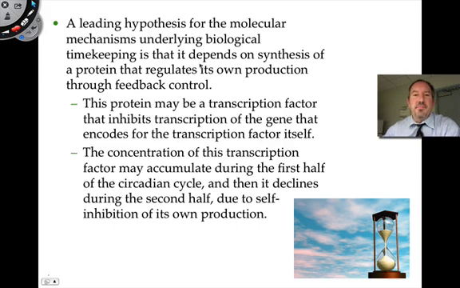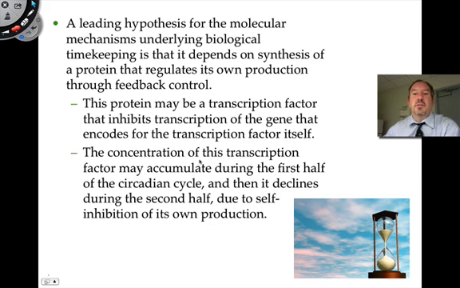And so, as it turns out, we don't know for sure, but the leading hypothesis is that there's probably some kind of protein regulating through a feedback control mechanism. And so let me get into that just for a second. There's probably a protein that's a transcription factor. And transcription factors can either promote or inhibit transcription. So this particular protein inhibits the transcription of the gene that encodes for the transcription factor itself.